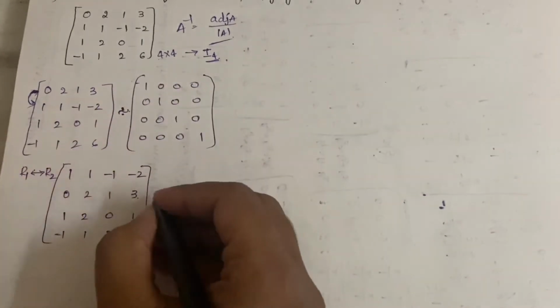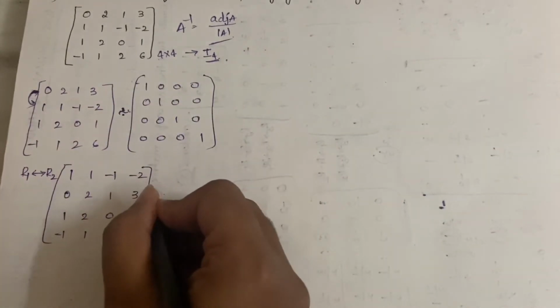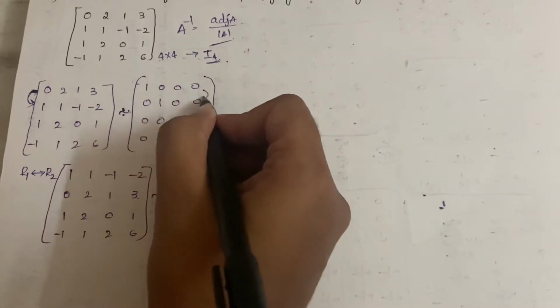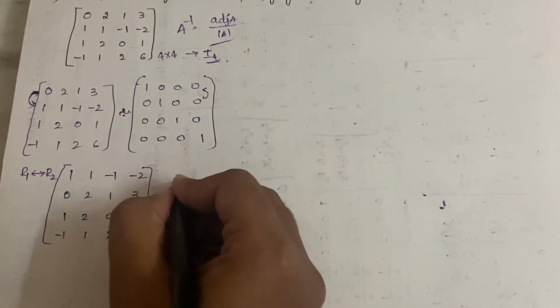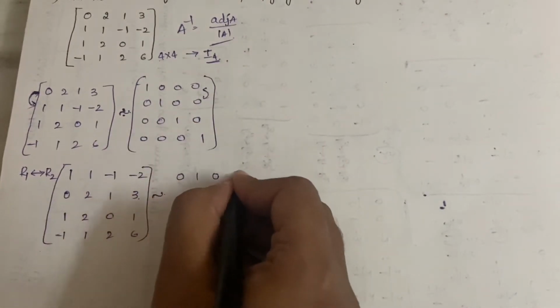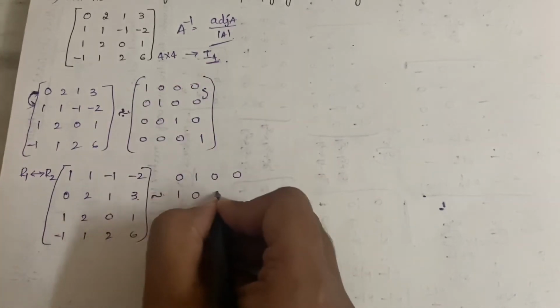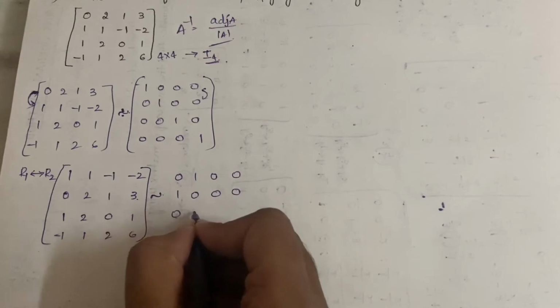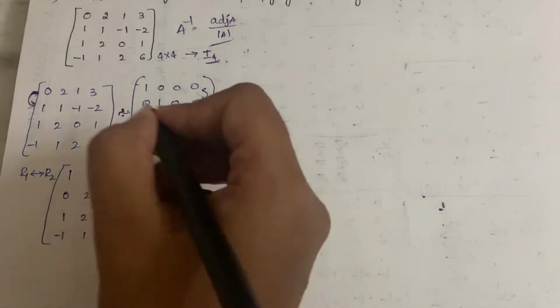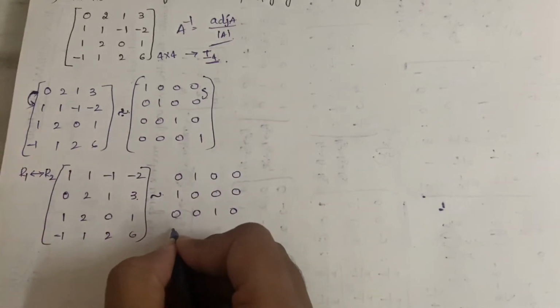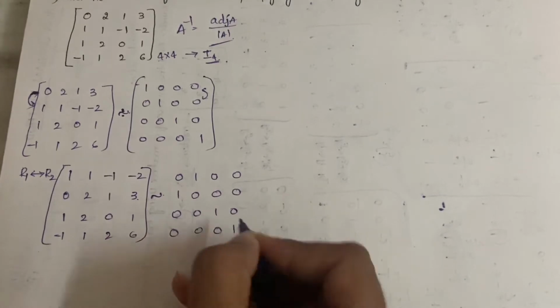The same has to be done to this identity matrix also. So interchanging R1 and R2, what will happen? 0 1 0 0. This will become 1 0 0 0, 0 0 1 0. R3 and R4 as they are, they will be 0 0 0 1. Okay.